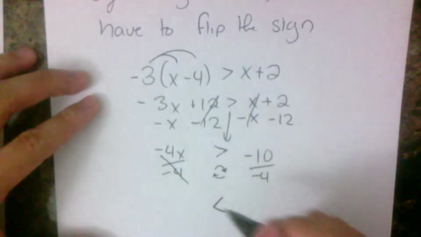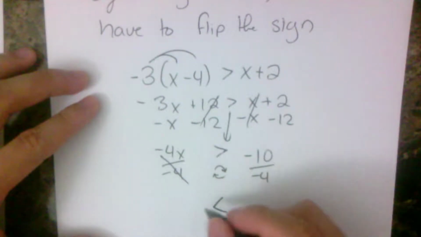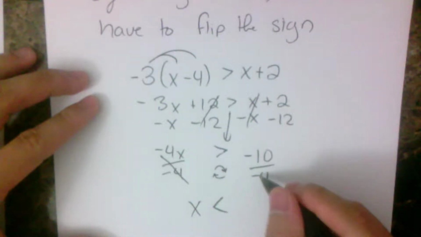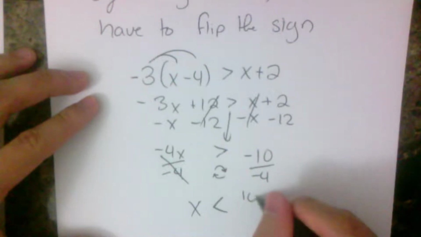In which case, now we just finish our problem. Those 4s will cancel out. You're just left with an x. And over here, you've got 10 over 4. Remember, a negative divided by a negative is a positive.